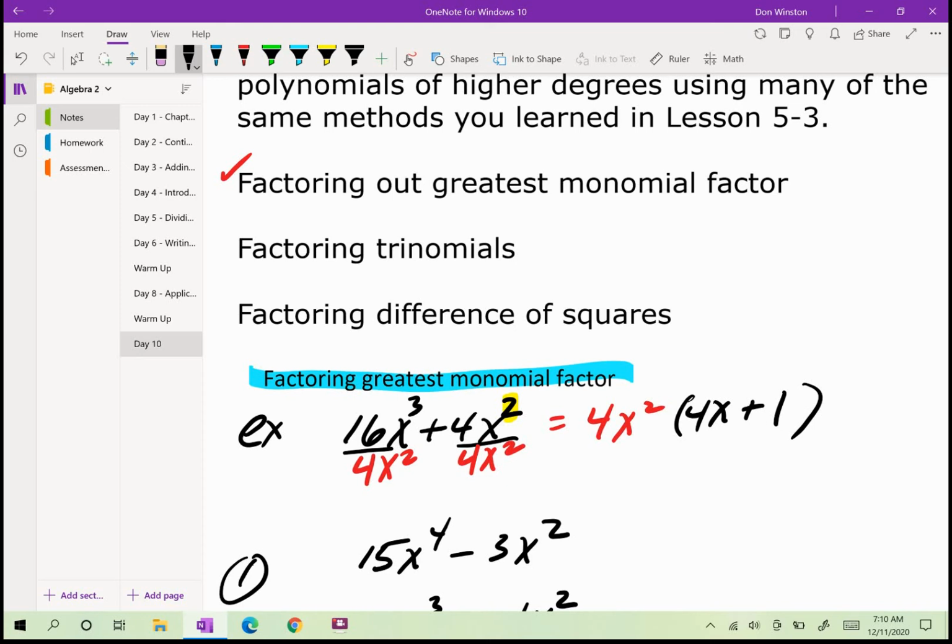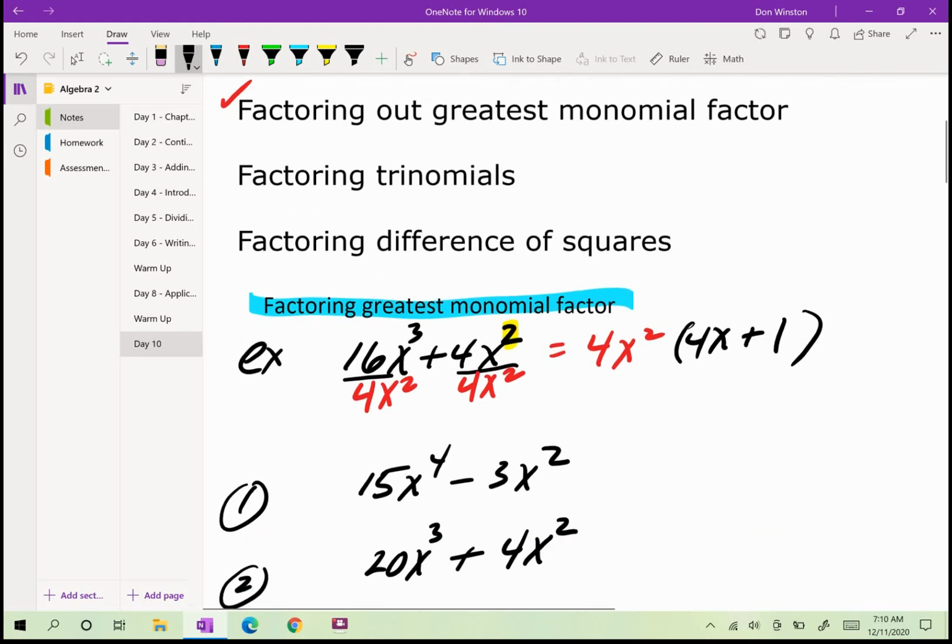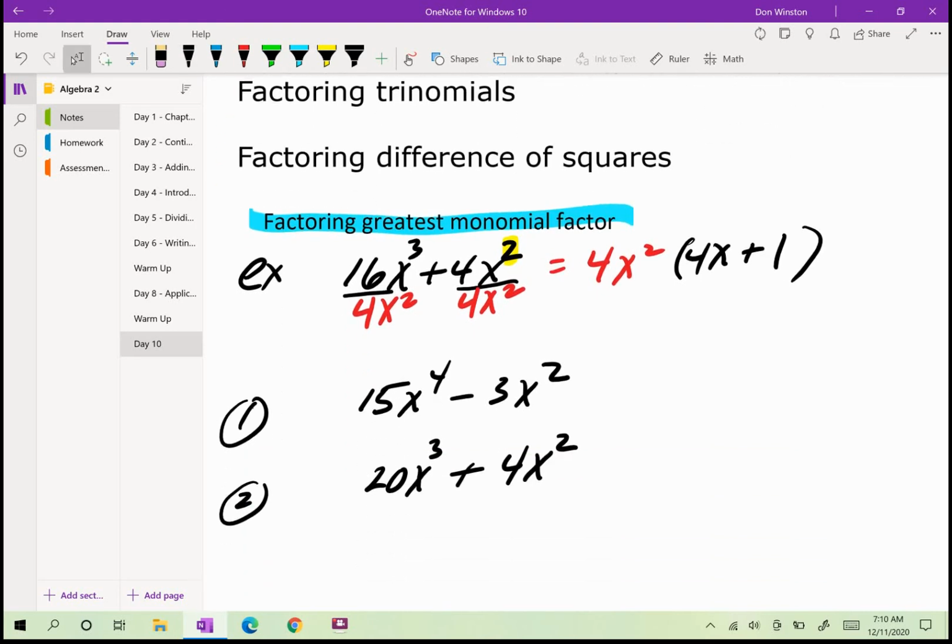Again, we've done this many times in Chapter 5. All right, I'll give you a couple minutes here. I want you to factor 15x to the fourth minus 3x squared, and then I want you to factor 20x cubed plus 4x squared. So pause the video and factor those.